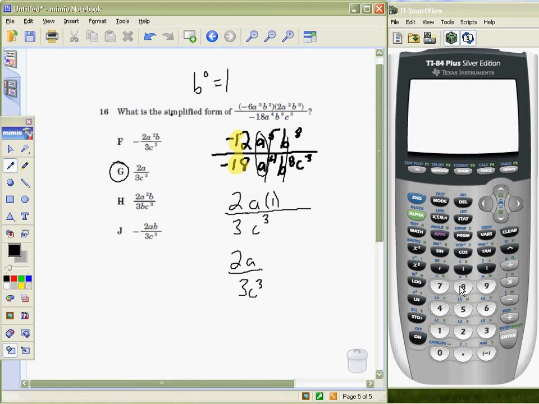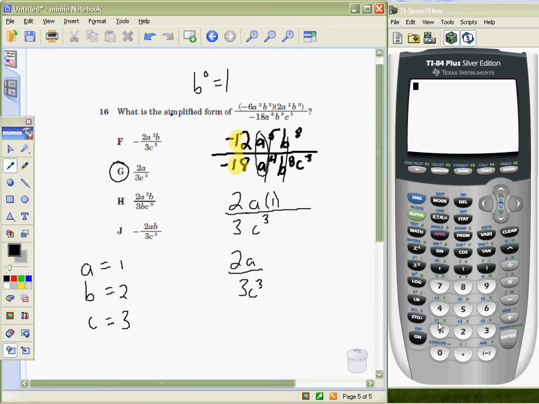Now for the calculator trick. It's a little more intensive. There are a lot more steps, but if you're confused with any of this, it's fairly easy. We want to use the store function, STO, and pick any values. We have variables a, b, and c. So I'm just going to pick a is 1, b is 2, c is 3.